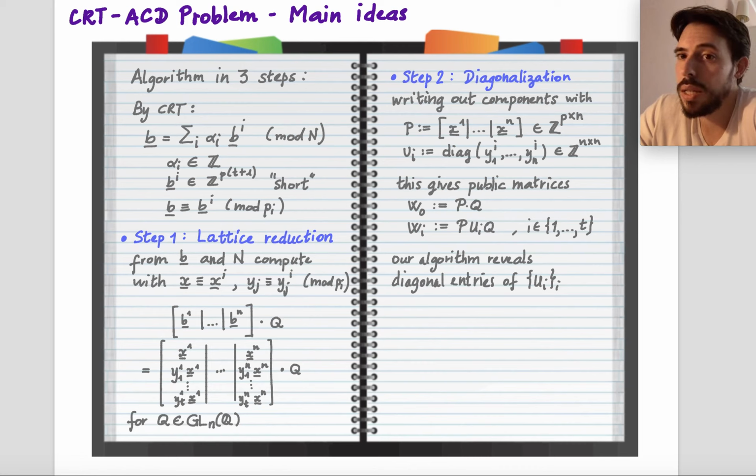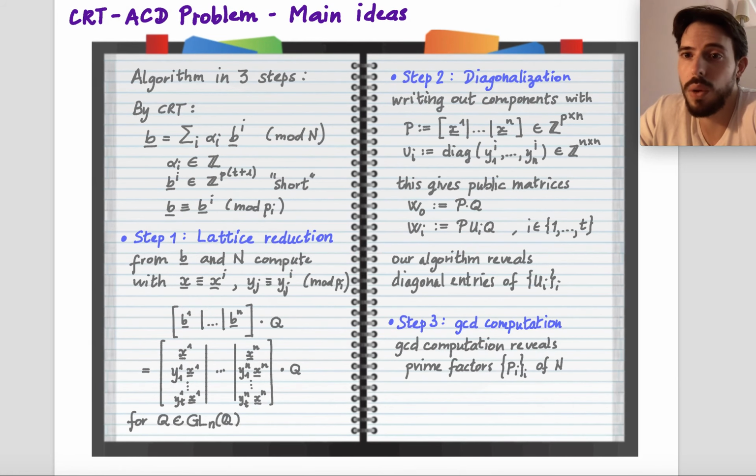This is precisely the syntax of the problems that we're taking interest in, and looking at this more precisely, since the matrix Q is invertible, this is exactly an instance of the first problem. Therefore, the use of the first algorithm on input W_0 and W_i will reveal the diagonal entries of U_i. And upon such recovery, it is not difficult to derive the complete prime factorization of n based on simple GCD computations.